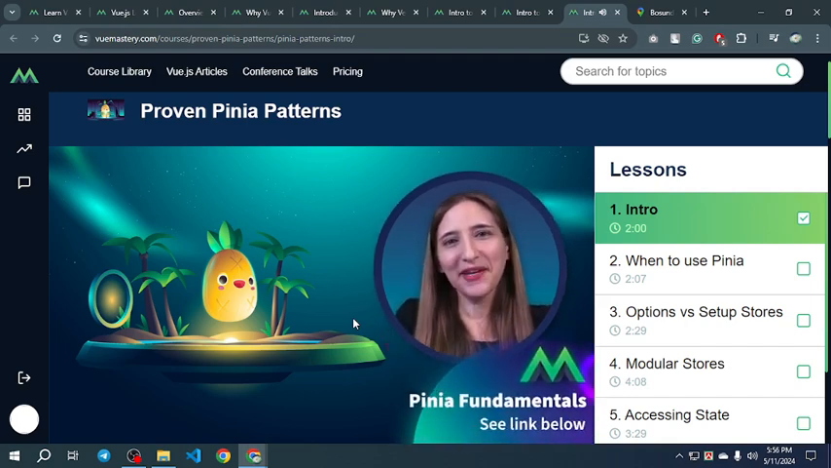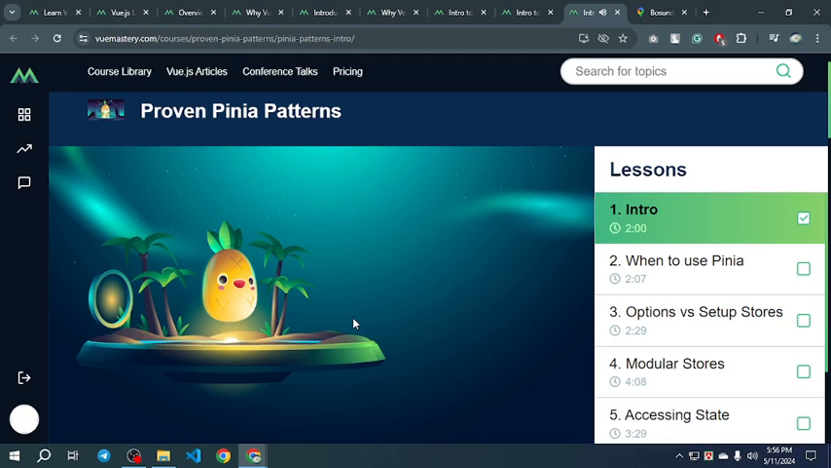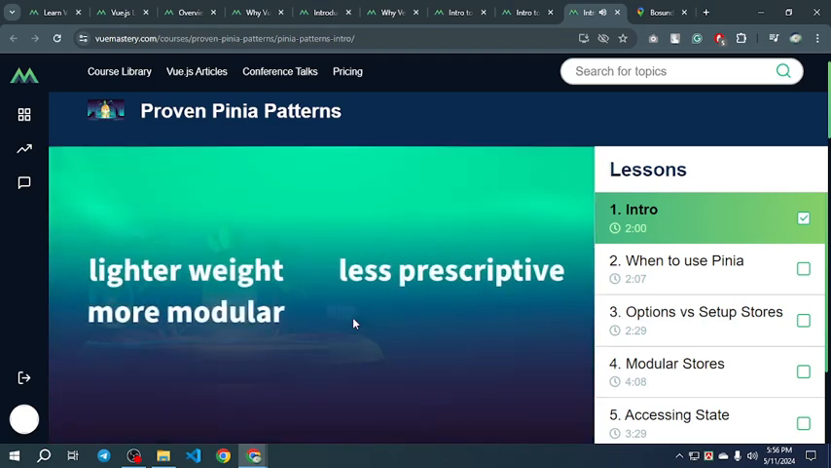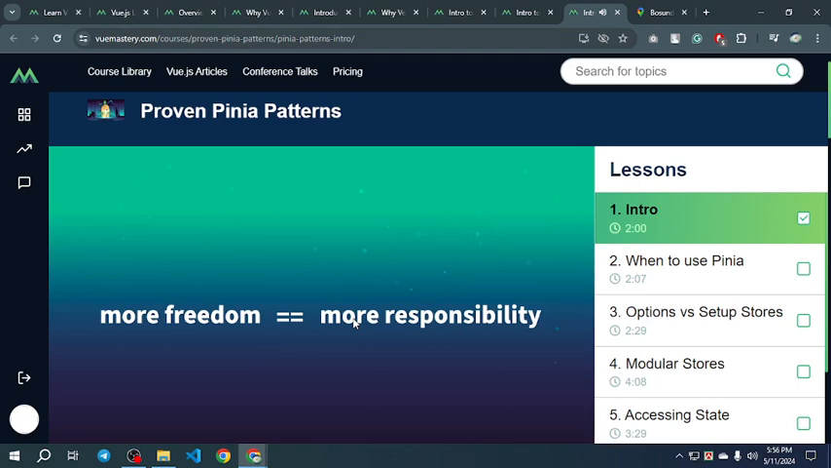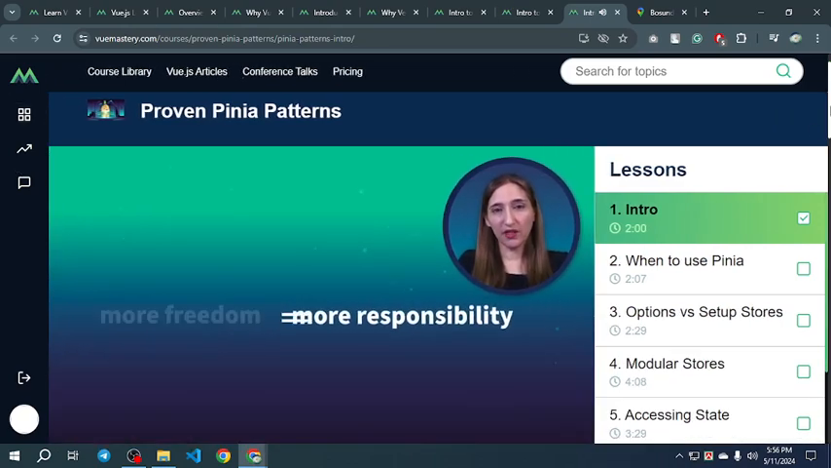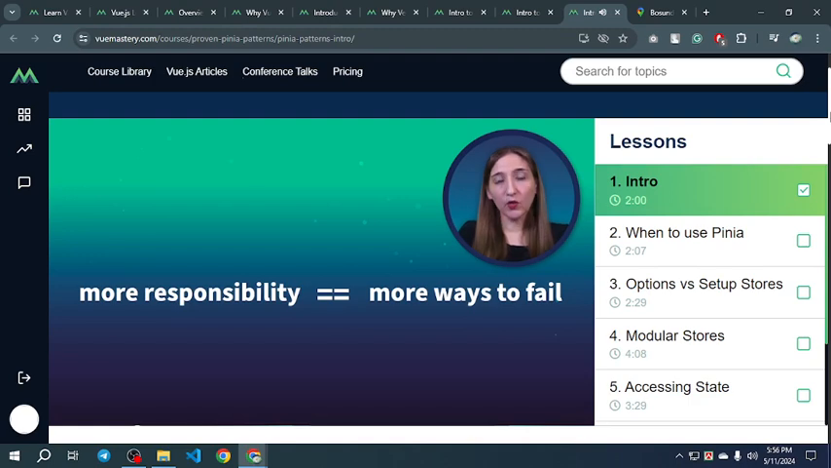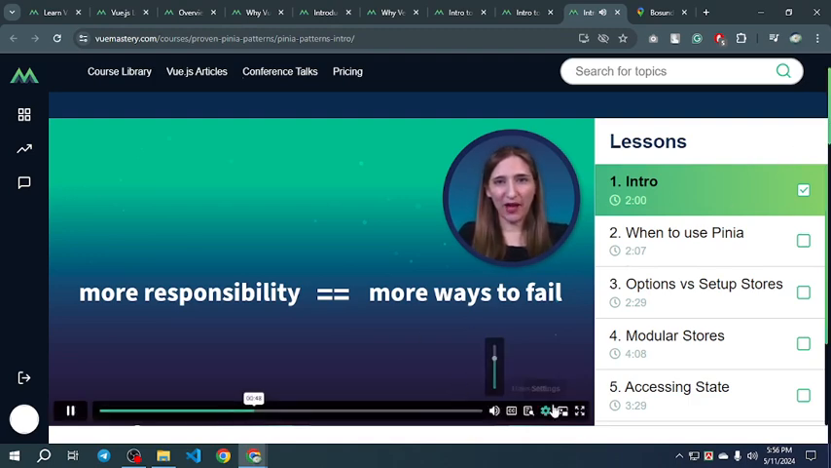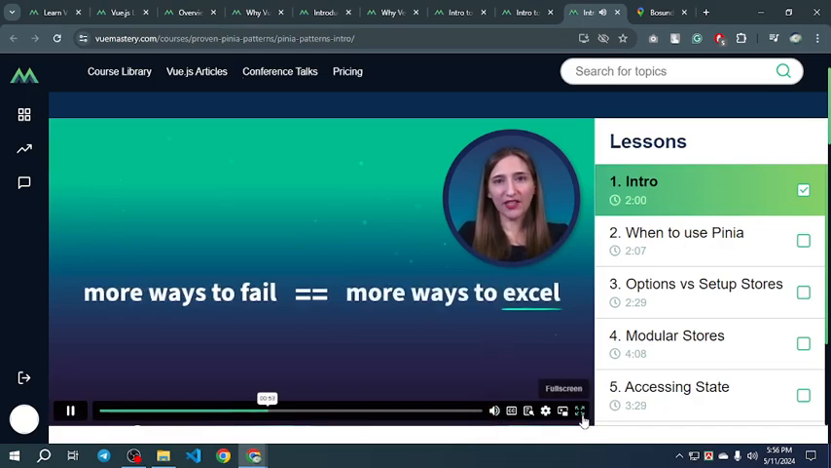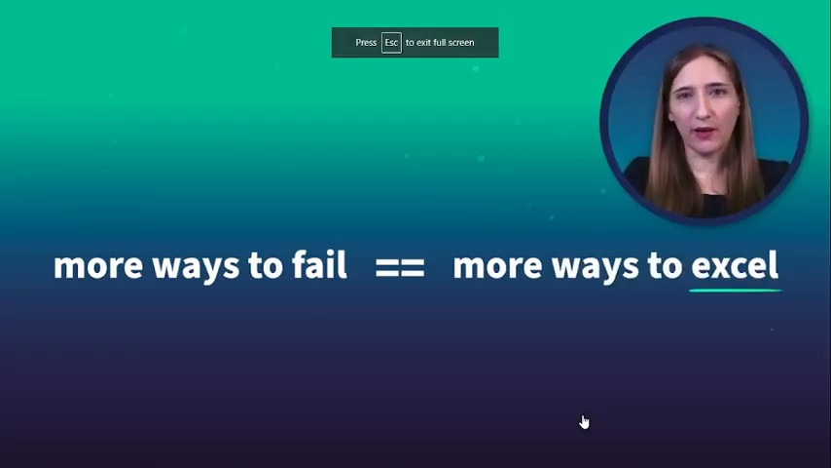Vue Mastery, Pinia Fundamentals. Compared to state management libraries of the past, Pinia is a tool that is lighter weight, more modular, less prescriptive, and enables more freedom. And as the saying goes, with great freedom comes great responsibility. The fact that we now have more options for how to conduct state management in our apps could ultimately lead to failure, where we have a project packed full of anti-patterns that we soon regret. Or it could lead to excellence, where we've elegantly architected our app to serve us for years to come.